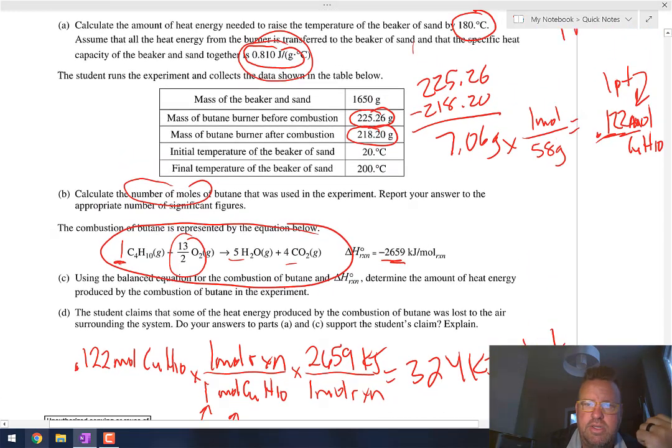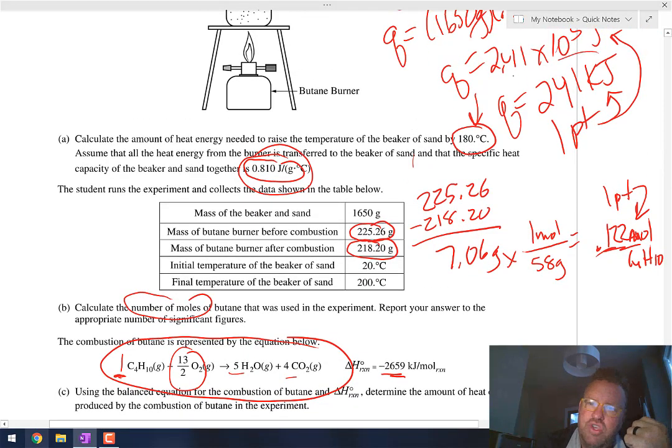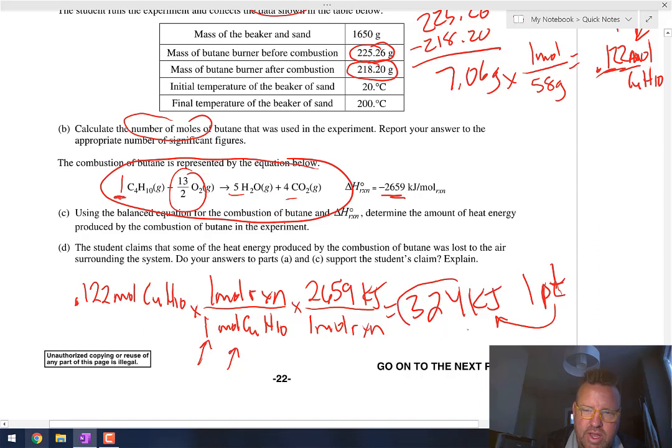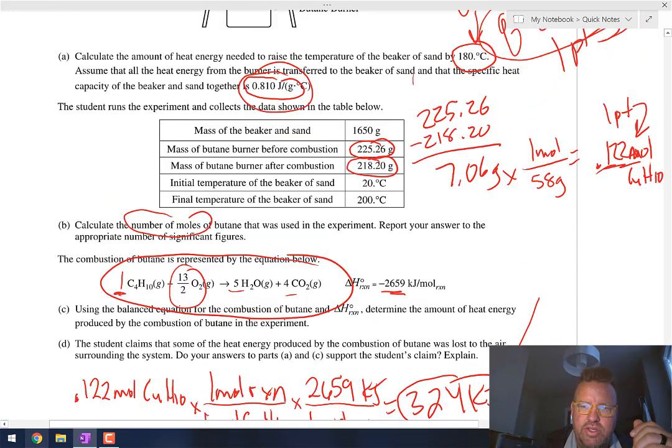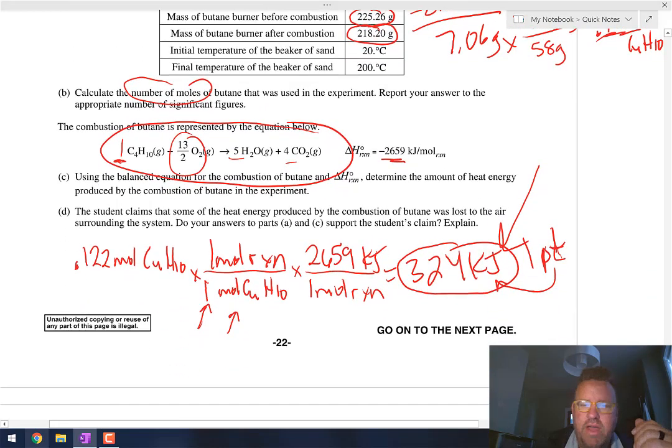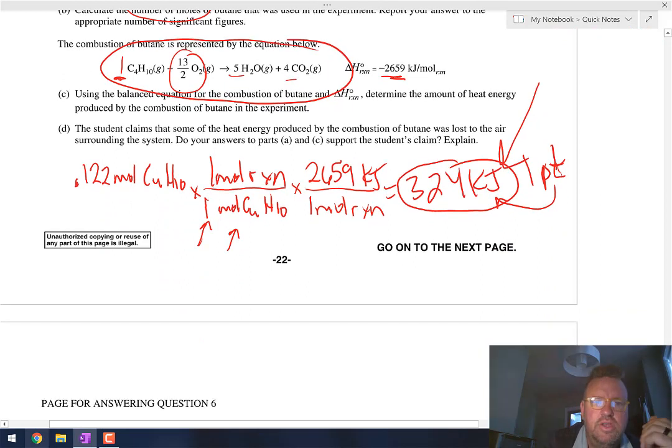Well, in part A, we found that you need 241 kilojoules to heat up that sand all the way. In part C, we found that the reaction actually releases 324 kilojoules of heat. So did some of that heat get lost to the surroundings, the air, to whatever? And certainly it did. And how do we know that? Well, because it actually produced 324 kilojoules of heat, but only 241 kilojoules of heat were absorbed by that sand. And so, yes, do your answers to parts A and C support the student's claim? Absolutely, yes, they do.